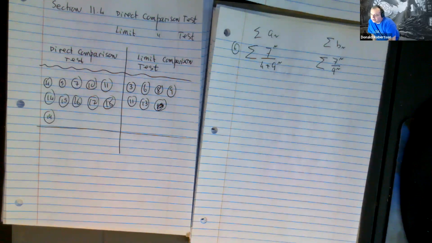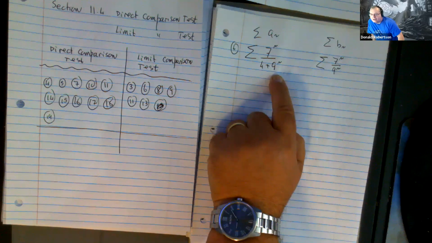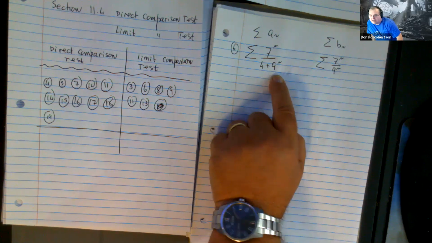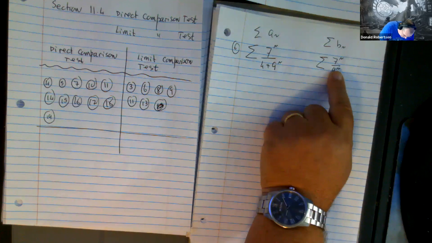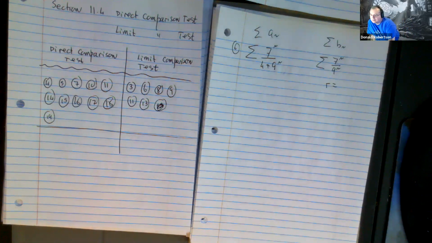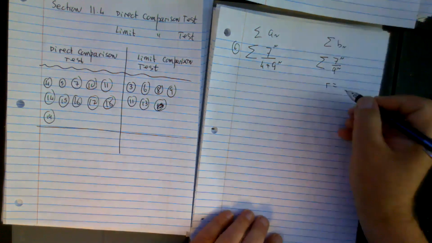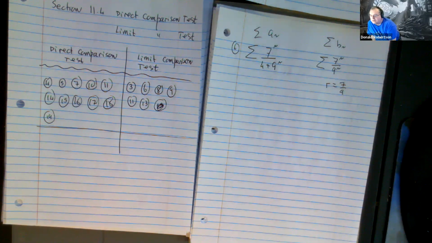I call that surgery, where you basically throw away bits that you think aren't that important. Would you agree that 9 to the power of a billion and 9 to the power of a billion plus 4 are probably not going to make a lot of difference? That's the reasoning behind that. Do you recognize that as a geometric series? What is the common ratio going to be? Tessa was right, because I could read her lips. It was 7/9. Is that going to converge then?